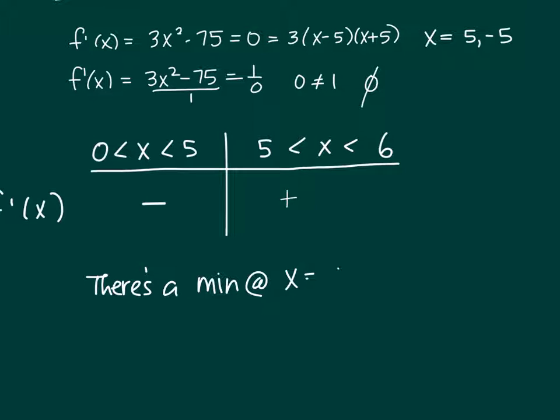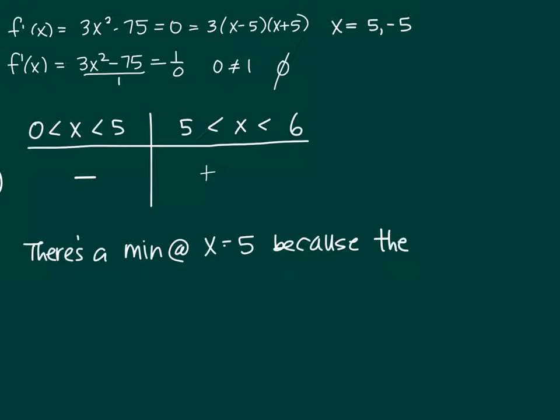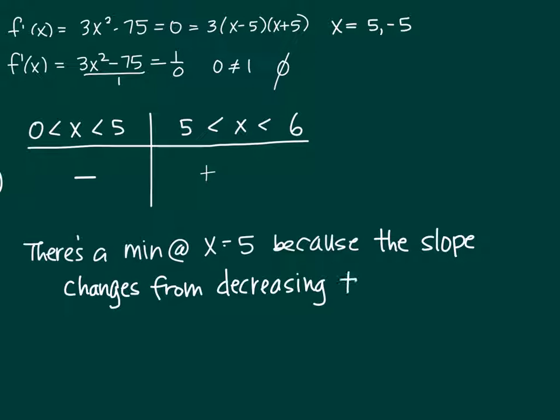So we now know that there's an extreme value, a minimum at x is 5, because if I ask you why, you have to be able to tell me in a complete sentence: because the slope changes from decreasing to increasing. Okay, that's a pretty simple sentence that will buy you full points on an FRQ when you have to defend it. Tell me if it's a max or min and tell me why, how you knew.